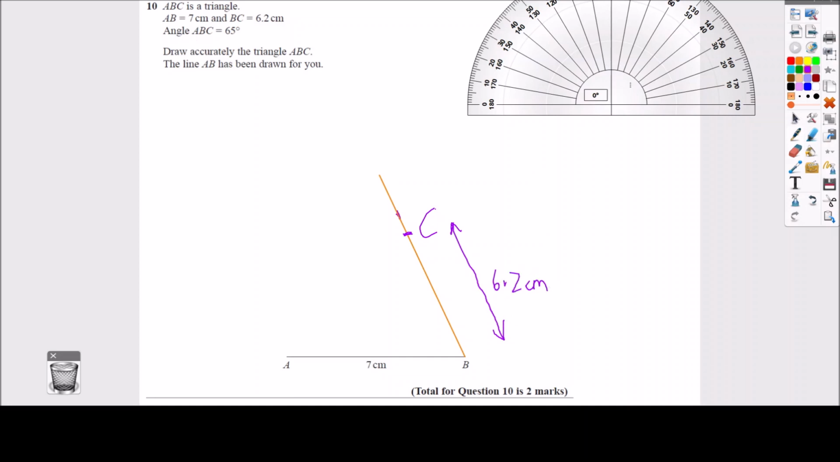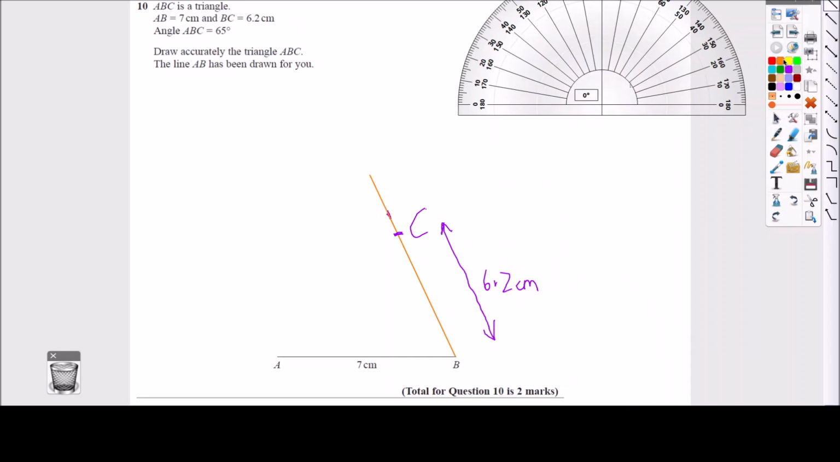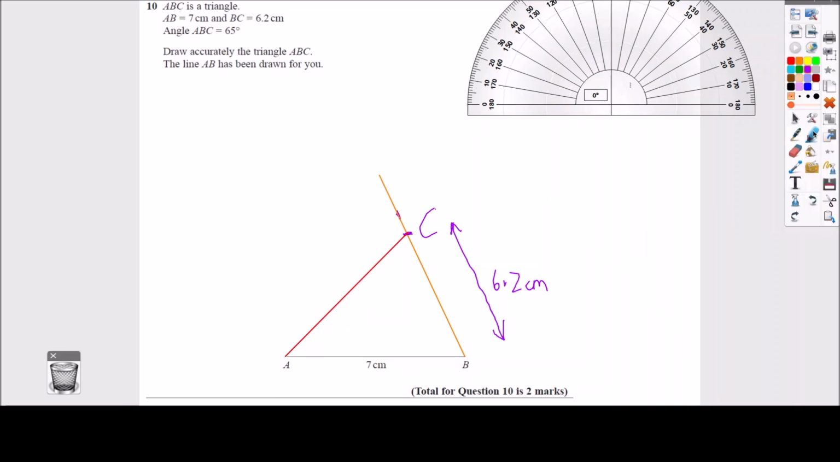And then, given that is the case, finally you would just put in the third side of the triangle. You'll go from A to C. Okay, and at that point, just rub out that bit there because that was part of your workings.